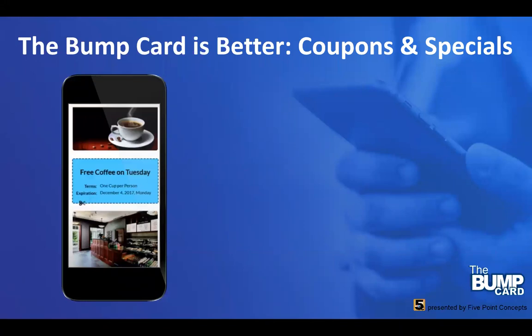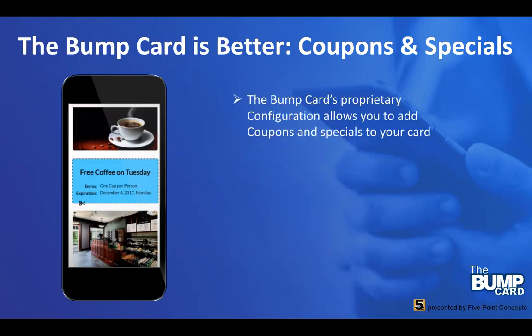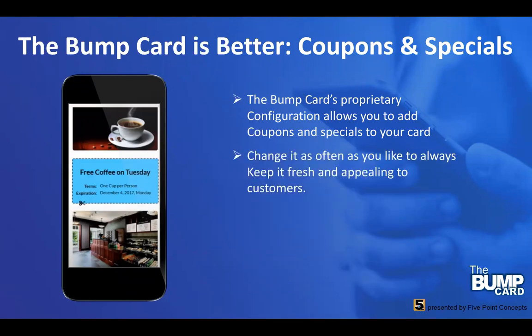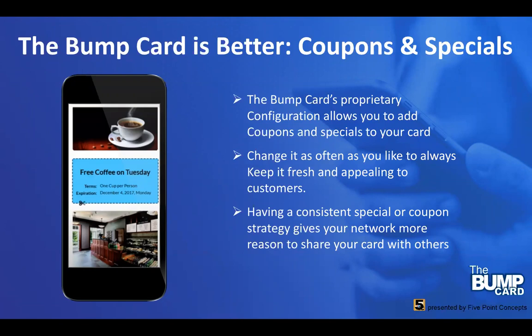Okay? So you're part of my organization. You're part of the coffee club. You got the digital business card. Every Tuesday, I'll put a different one out there. You can use it. It's just a configuration. It allows you to add coupons and specials to our card. Simple to do. Change it as often as you like. Keep it fresh. Keep it appealing. But here's the thing. If I'm doing it every Tuesday, and I'm consistent with it every Tuesday, you can count on it like clockwork. And I got these great little coupons for you.